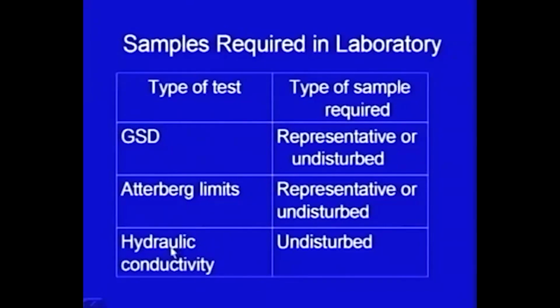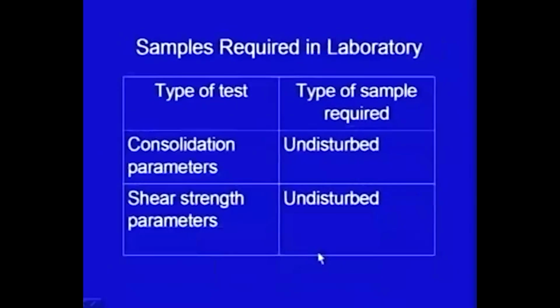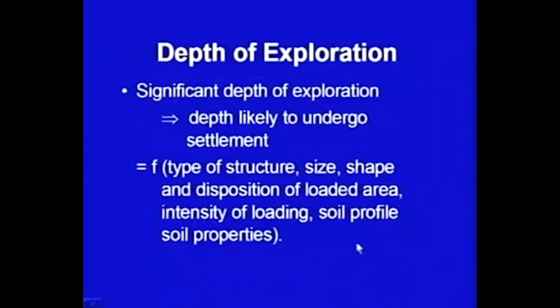For getting hydraulic conductivity, we should have an undisturbed sample. For consolidation parameters, again an undisturbed sample is required, and for shear strength parameters, because shear strength will vary with the disturbance, again an undisturbed sample is required.